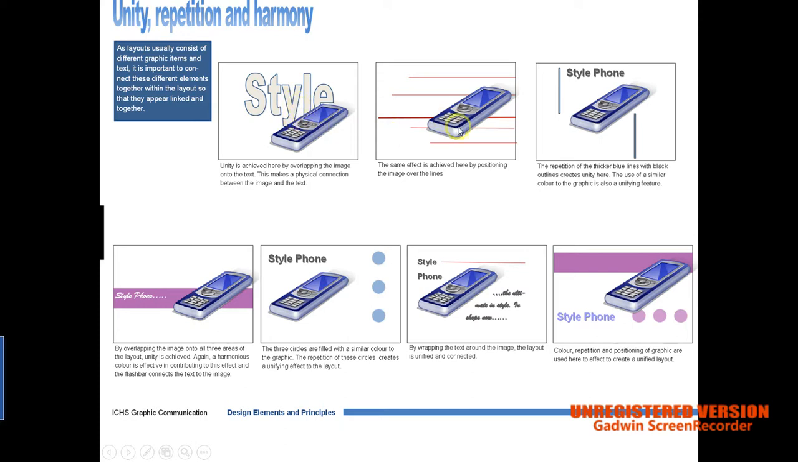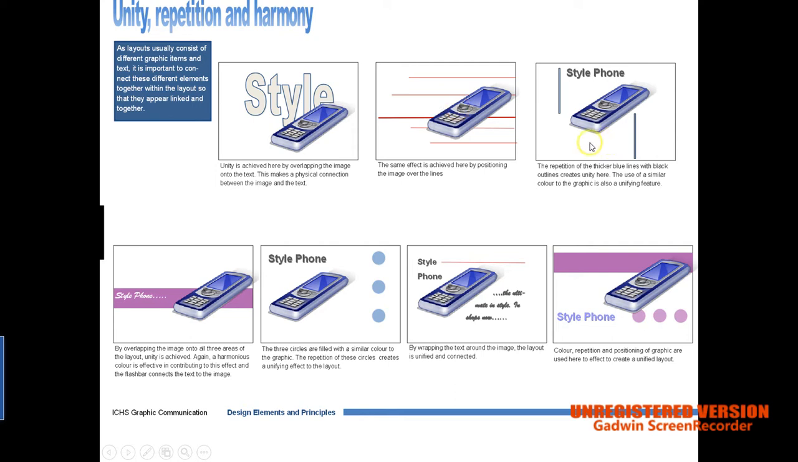Moving to the second slide here, again we have a similar effect by positioning the object over the individual lines. So we're using line here as well to create a physical contact between the phone and the background. So again, it almost makes us think that the phone is sitting on something physical.